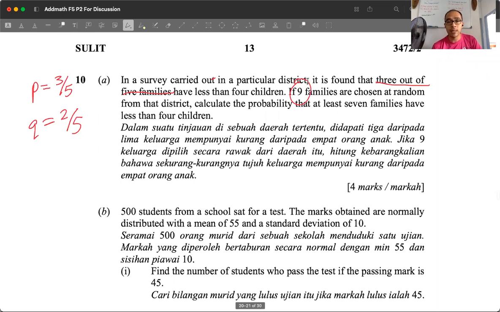If 9 families are chosen at random, this must be N. Okay, calculate the probability that at least 7. So this is the R that they ask for. These 4 children is nothing, it's just the condition for this one.